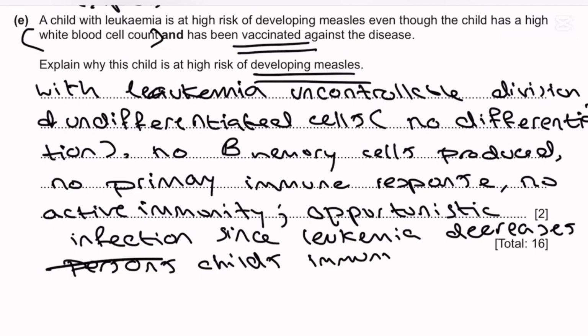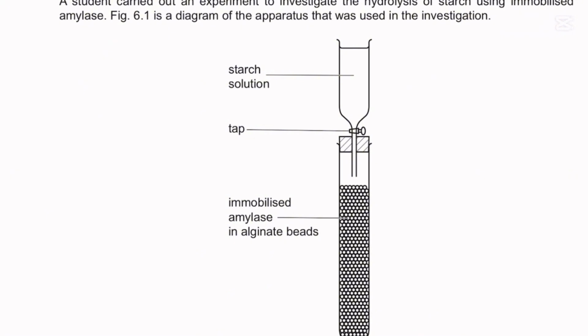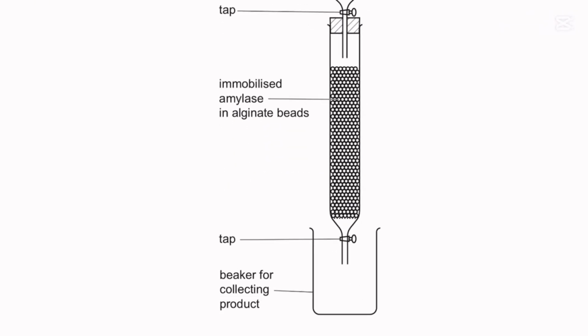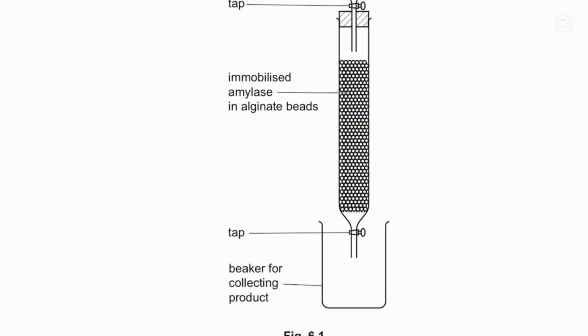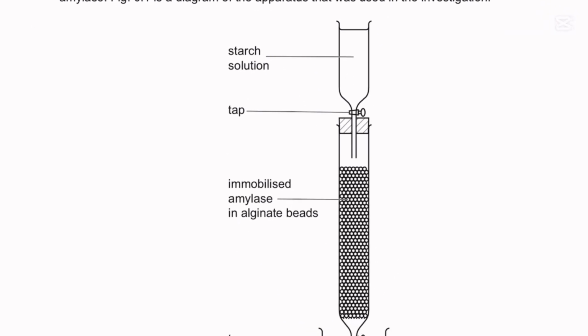Okay, now this brings me on to 6. Amylase is an enzyme that catalyzes the hydrolysis of starch into reducing sugars. Students carried out an experiment to investigate hydrolysis of starch using immobilized amylase, and figure 6.1 is a diagram of the apparatus that was used in the investigation. So you have a starch solution, which is going to be released into immobilized amylase in alginate beads, and then you're going to have a tap and a beaker for collecting the product, which is going to be starch broken down into reducing sugars.